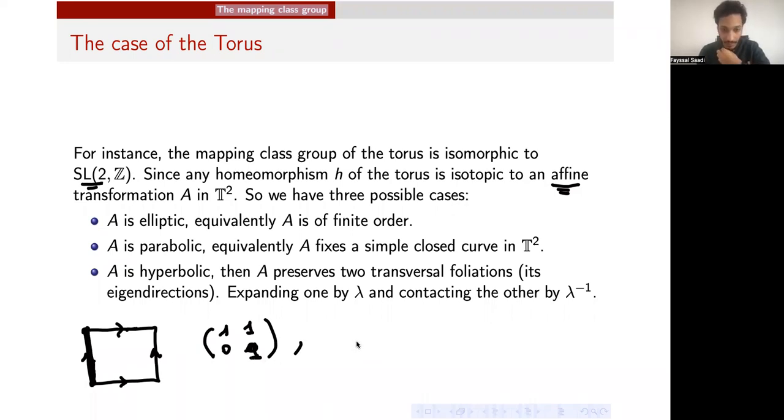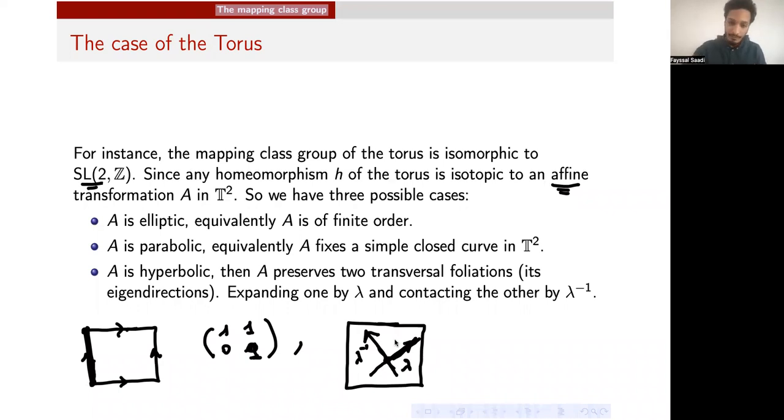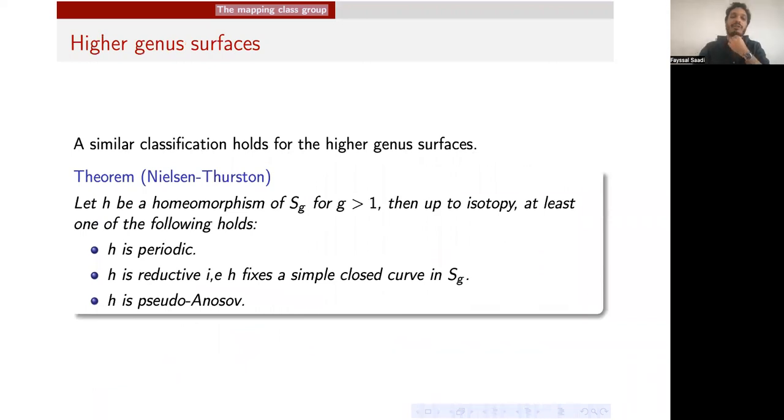A is hyperbolic means that we have two foliations. That means that the matrix has two eigenvalues, lambda and lambda minus 1. If you take the eigen directions, they define foliations on the torus. And what does the hyperbolic matrix do? It expands one direction by lambda and contracts the other by lambda minus 1. And actually this picture, we have the same picture for higher genus surfaces.